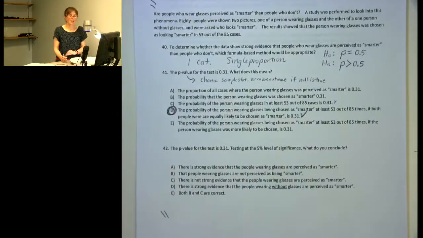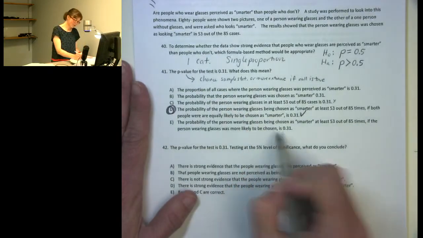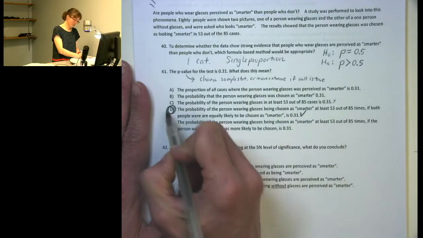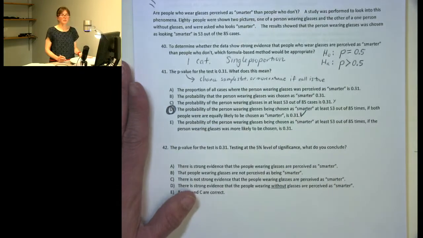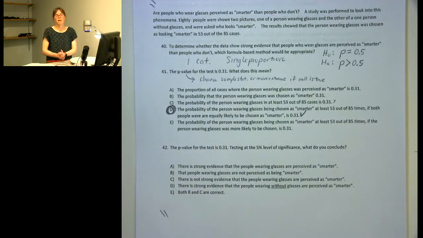It's always good to double check, but this is if the alternative is true, and the other is if the null is true. And the p-value is always measuring what is the chance I will see my sample statistic or something even more supporting the alternative if the null hypothesis is true.